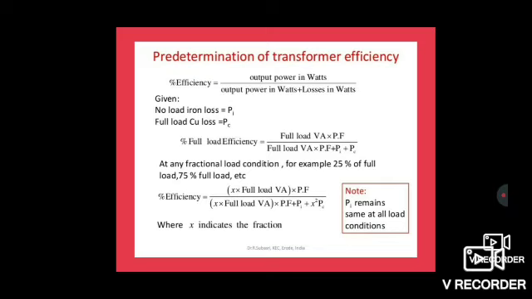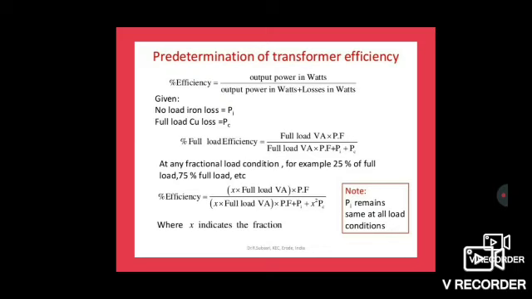The no load iron loss is represented by Pi and the full load copper loss is represented by Pc. Therefore, the full load efficiency is equal to full load VA into power factor divided by full load VA into power factor plus Pi plus Pc. At any fractional load condition, for example, 25% of full load or 75% of full load, we can calculate the value of efficiency by using the given formula.